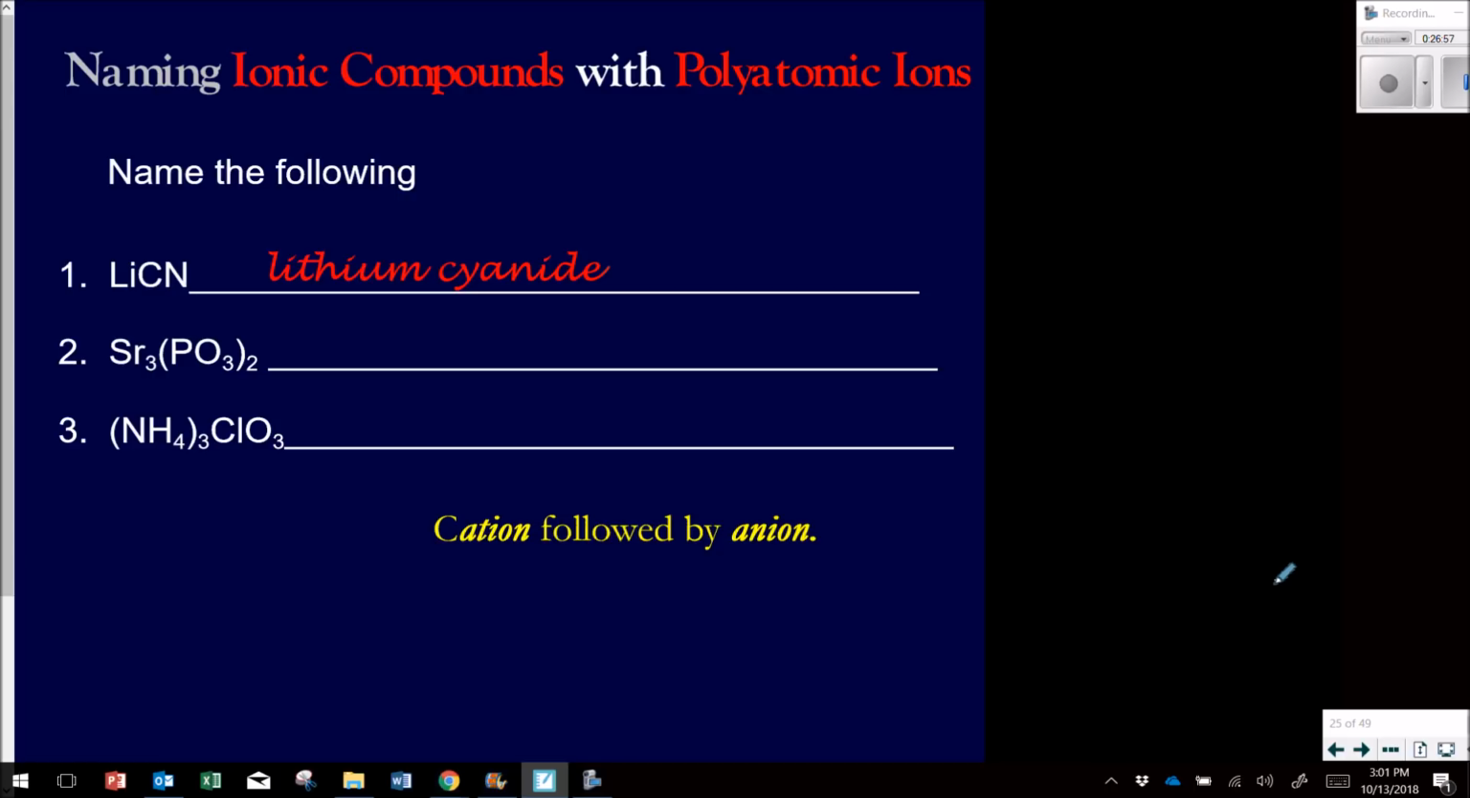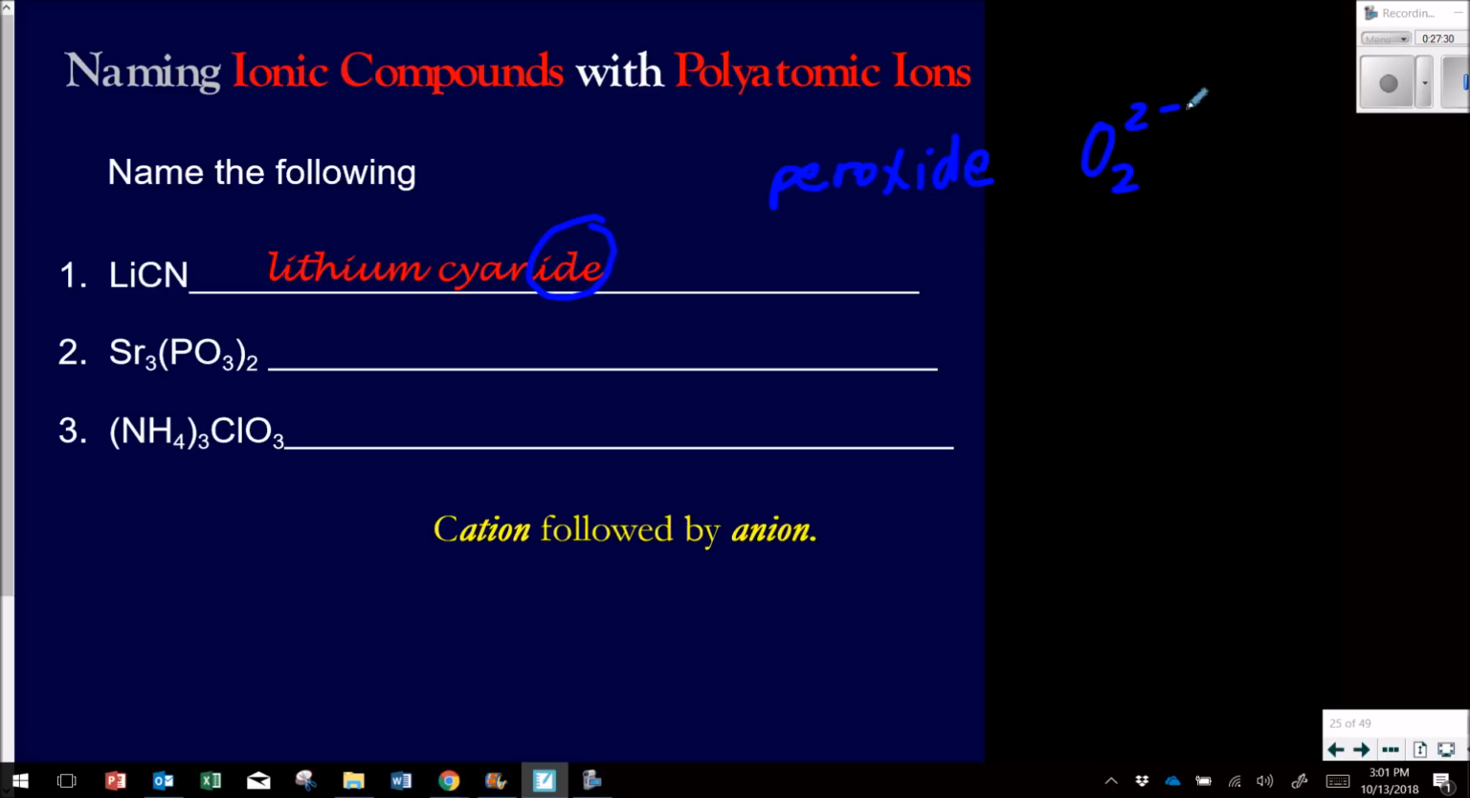LiCN. Li is lithium. CN is cyanide. Now notice the "ide" ending here. There are a couple of polyatomic ions that have the "ide" ending, and these are cyanide, and the other one is peroxide, which is your O2 with a -2 charge. Other than that, the "ide" endings belong to your monoatomic ions.